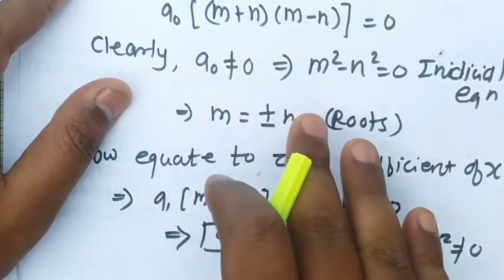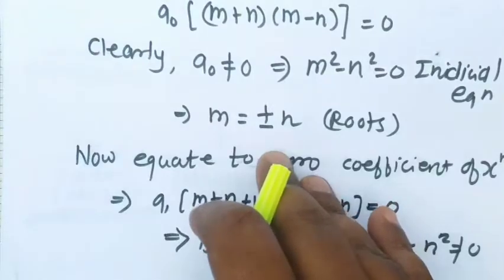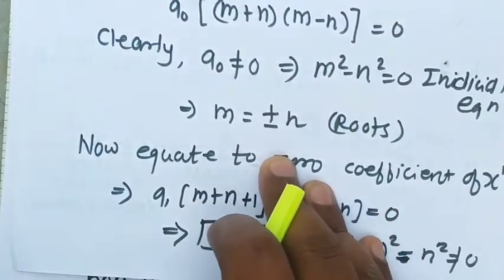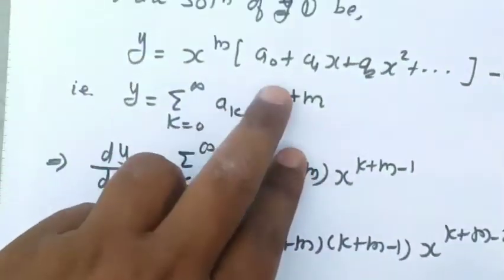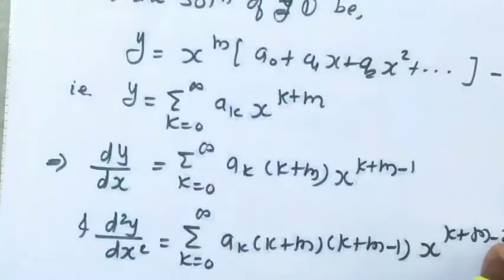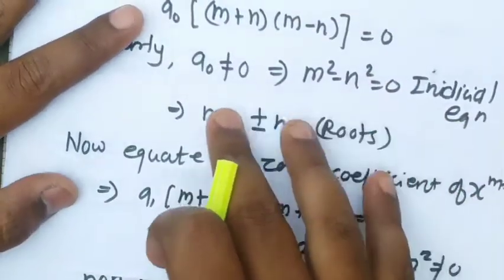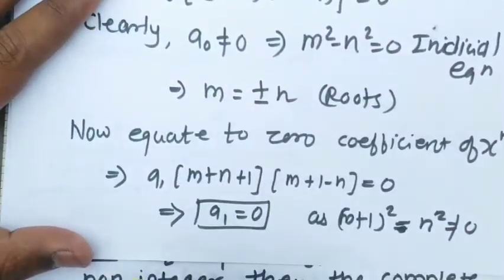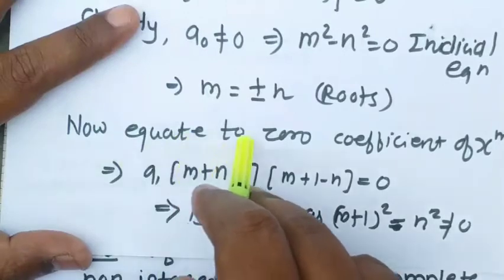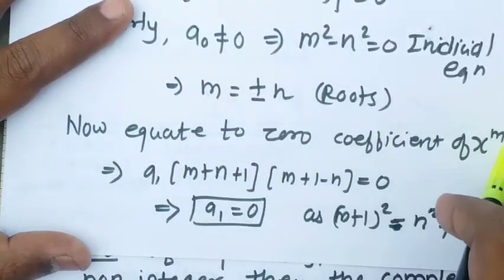So for calculating the value of y, we need to calculate the coefficients in that series. The value of y is what we have taken as this series. We calculate a1, a2, a3, all the constants in terms of a0 to get the value of y. So after getting the value of y, we are going to put the roots in that y to get the solution. Now for determining y, equate to 0 the coefficient of the next lowest power.